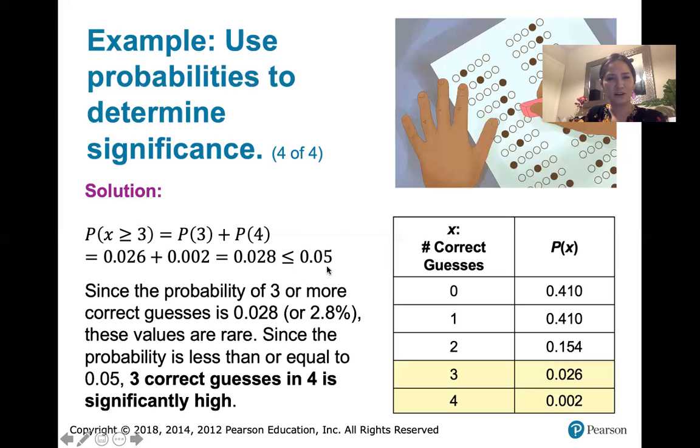So that's what we're looking at here. We're comparing this 2.8% to 5%, and we're saying, since that probability is less than or equal to 5%, we're going to say that 3 correct guesses and 4 guesses is a significantly high number of correct guesses to get by chance. Now, of course, we should use probabilities, those proportions between 0 and 1, instead, but the percentages really help me to interpret these numbers. I hope they help you too.